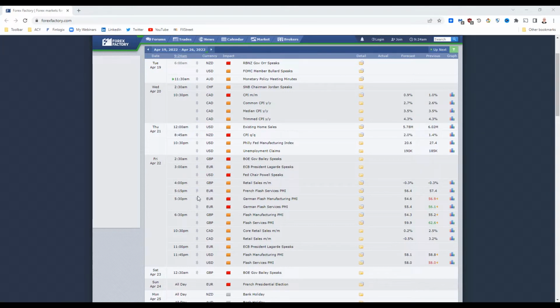And then just going through the rest of Friday, some minor items here at 11:45 PM, the US Flash Manufacturing PMI and Flash Services PMI. So quite a quiet week for news items, just a few there to take note of. So just be aware of what is coming out as you're trading that pair. Alright, let's get to the charts.